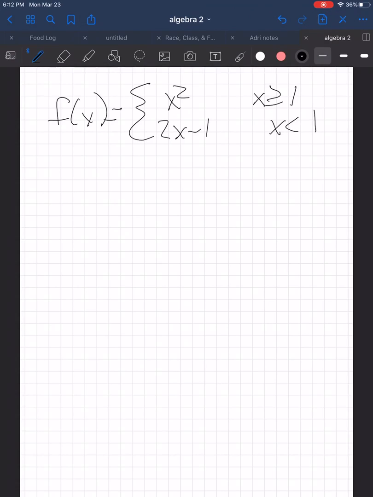Let's graph that piecewise function. This right here is just a regular parabola. Its vertex would be at 0, 0, but because we're talking about x greater than or equal to 1, we plug in 1 here. 1 squared would be 1, so it's here. 2 squared would be 4, so it's the parabola that does this. And when x is less than 1, it's this line, 2x minus 1. Its y-intercept is negative 1 and it has a positive 2 slope, so it goes right here.